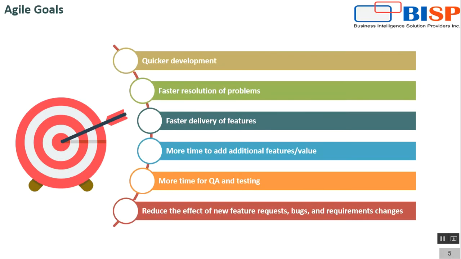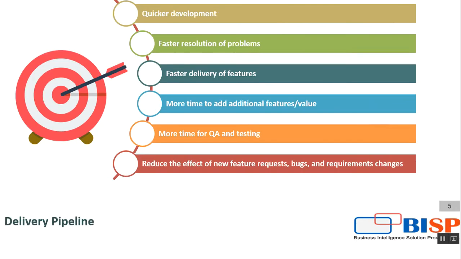Now, the goals of agile, which lead to the implementation of DevOps, are faster development, fewer issues and bugs, faster delivery of features, more time for the QA and testing team to perform testing, and reduced effort in case of bugs and requirement changes. These agile goals are achieved through the implementation of DevOps.